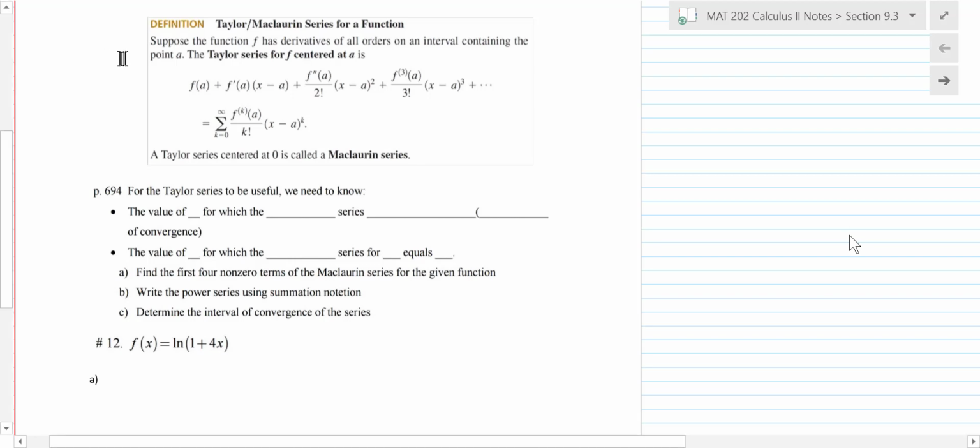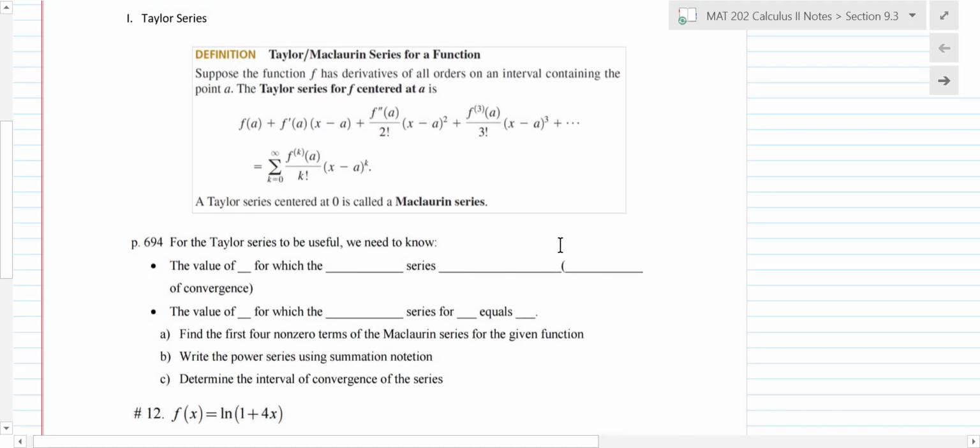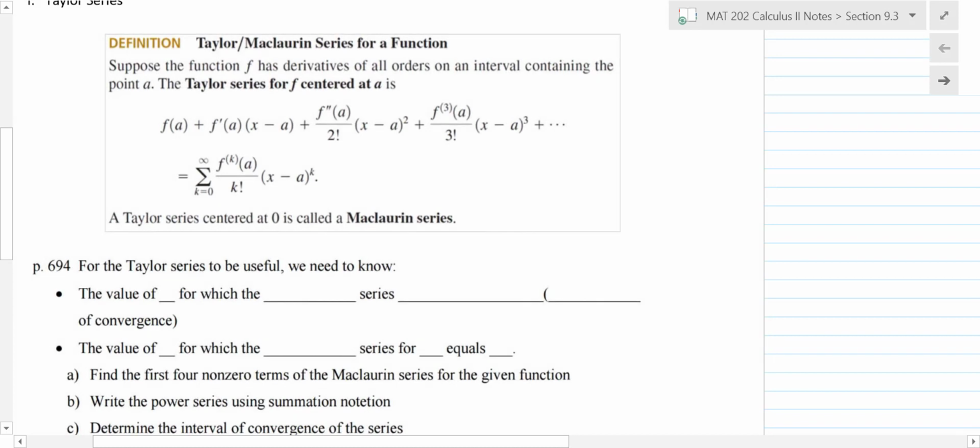What you would see on your test. Okay, so first of all, we've already worked with a Taylor series, and this is the Taylor series formula that we've already worked with.